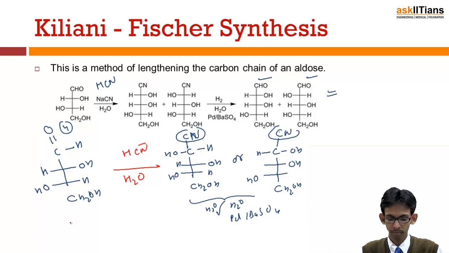If we start with glyceraldehyde, we get erythrose and threose. Similarly, when we proceed with threose and erythrose, we get ribose and arabinose. So this was all about Kiliani-Fischer synthesis.